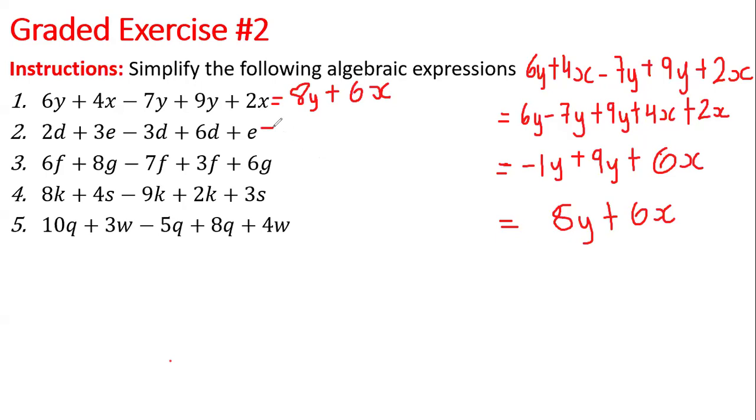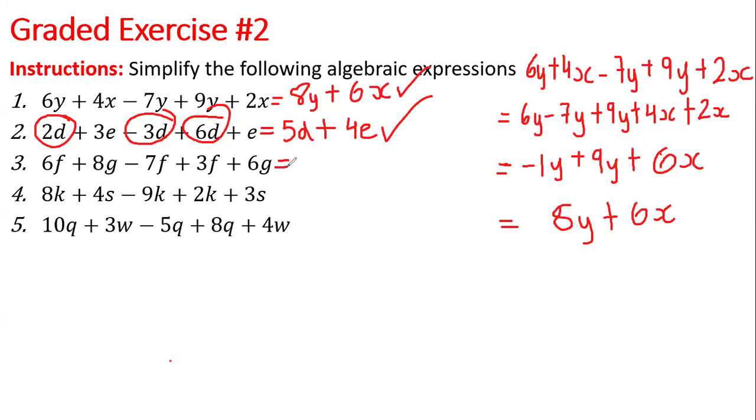Number two. 5D plus 4E. All right, let's look at the Ds. We have 2D, we have 3D, negative 3D, and we have 6D. If we do them together, that's 2, negative 3, and 6. That's going to be 5D plus 4E. Did anyone get that? Yes, sir. Okay, good.